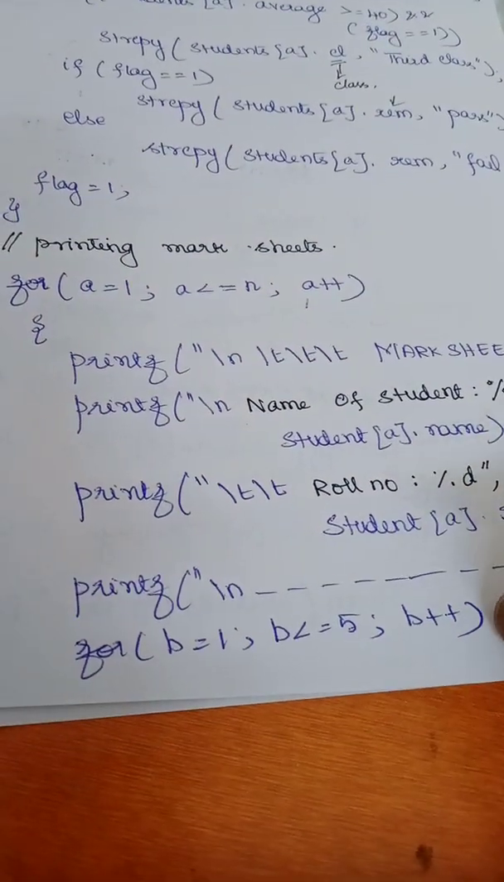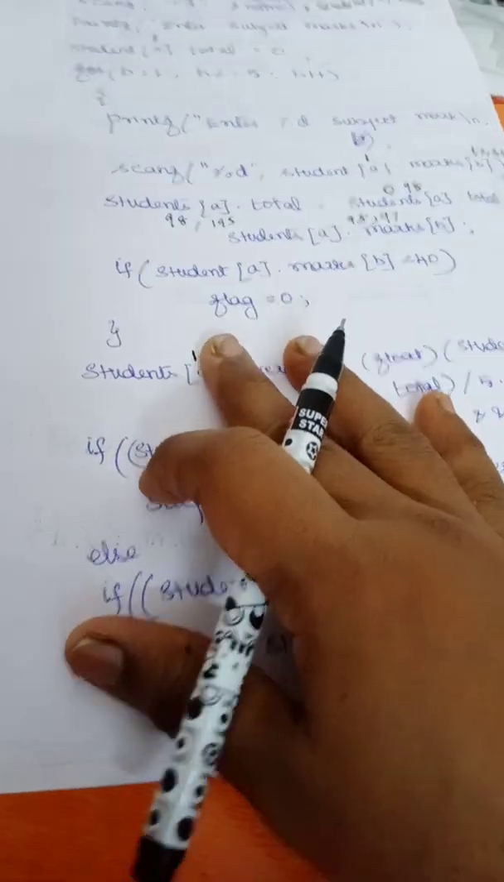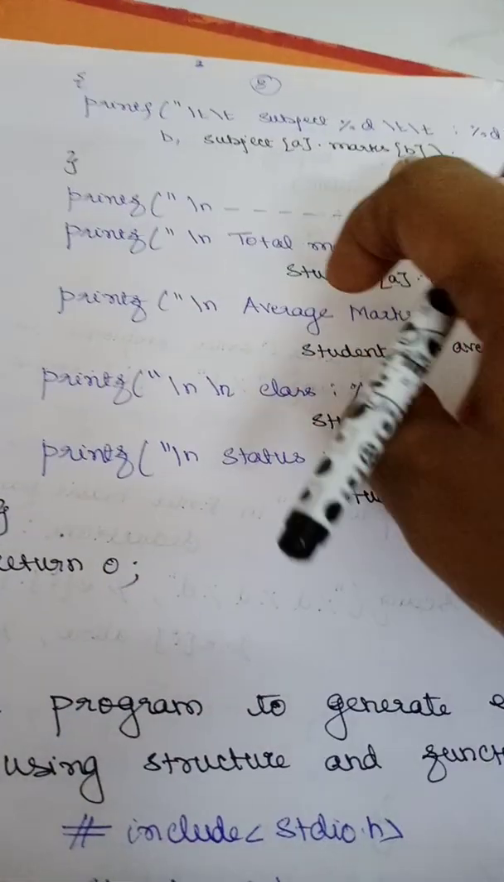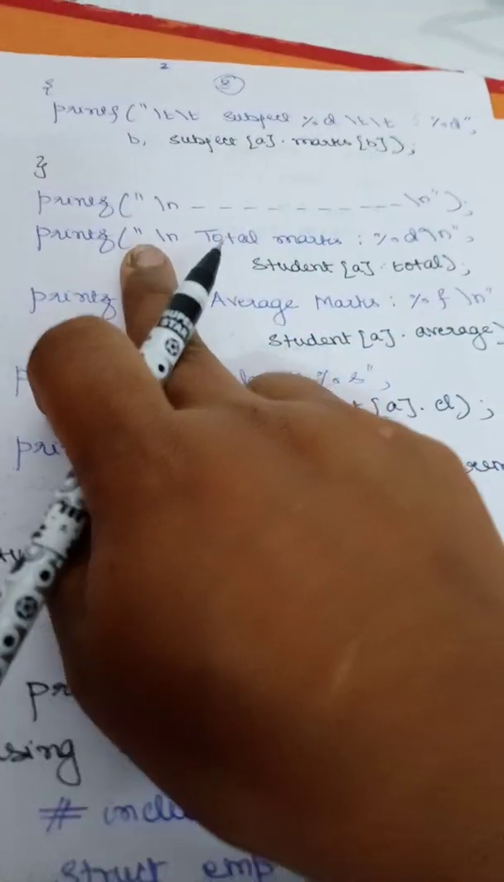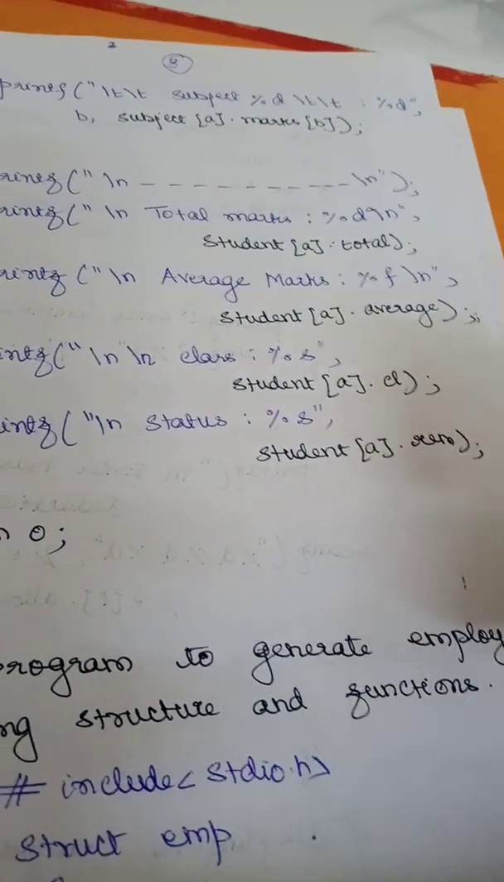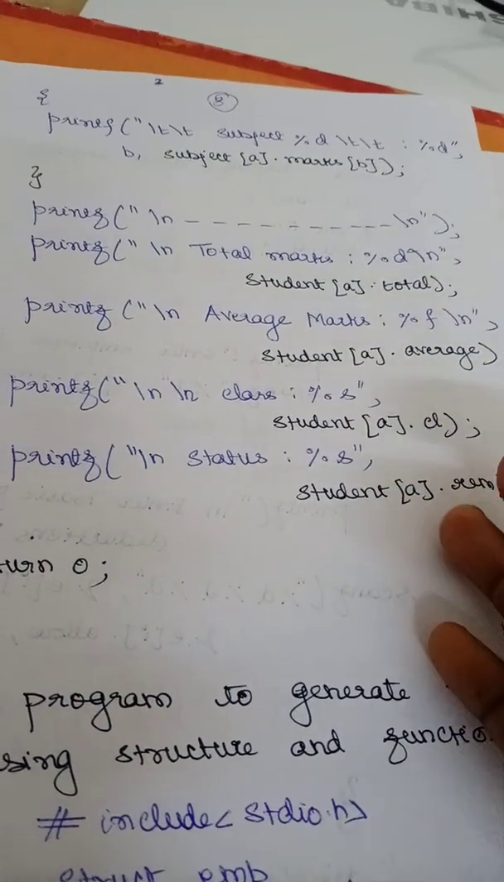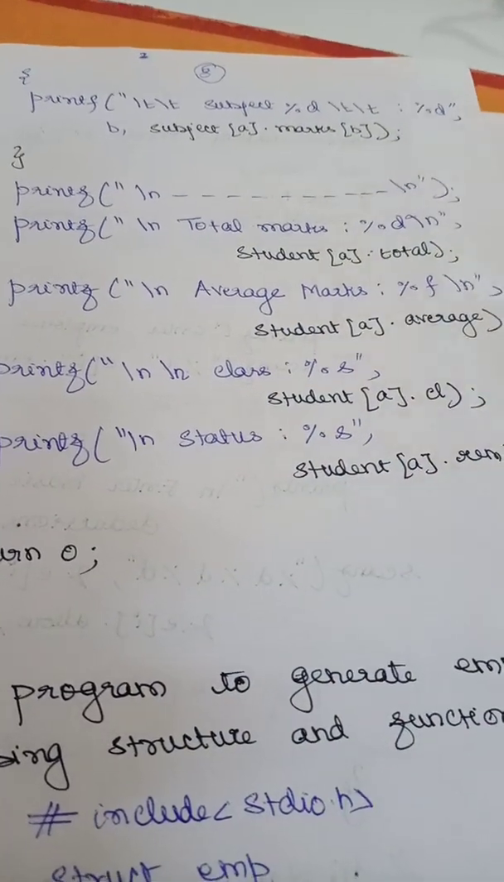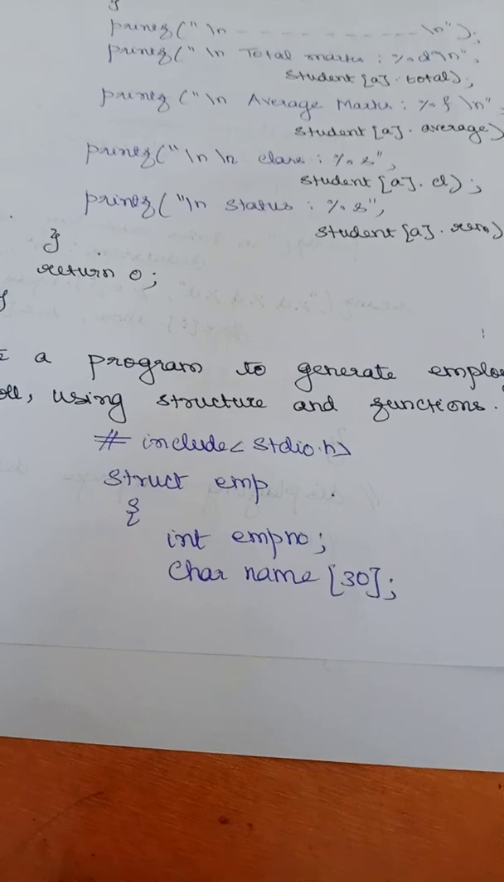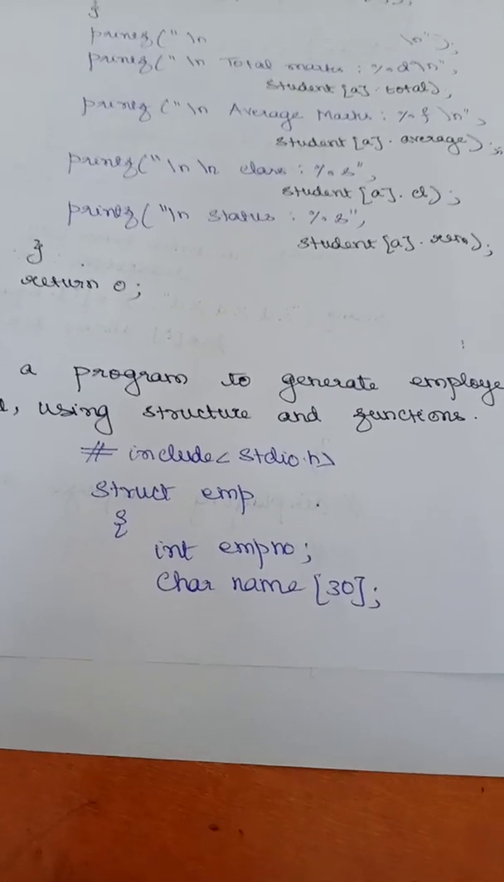Since I am printing 5 subjects' marks, I need to use a for loop for accessing the marks, right? And then what? Print the total marks, average, class and remark. Because everything we have stored, we are just going to print it, right? Don't be scared after seeing the size of the program. You have a lot of printf statements, that's all. The program is very simple.